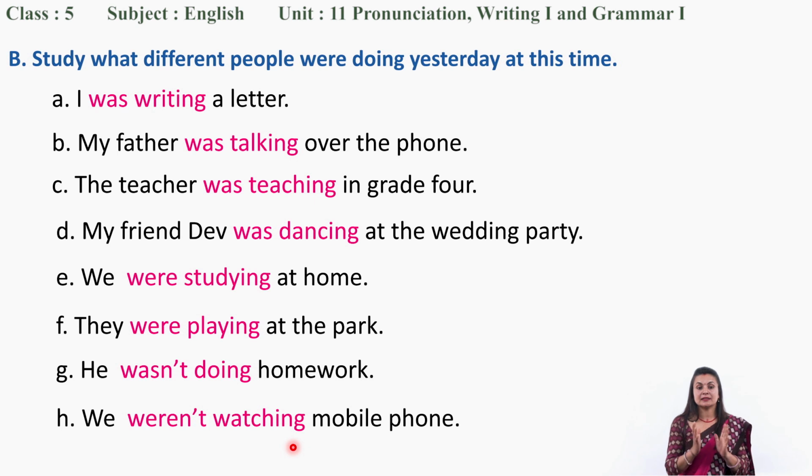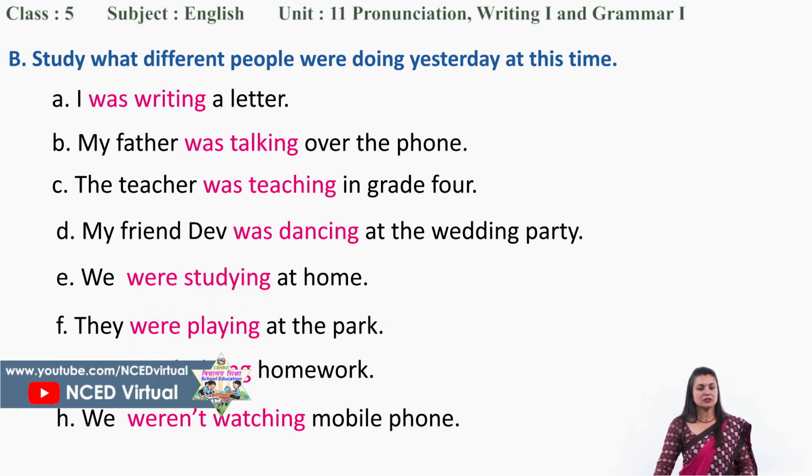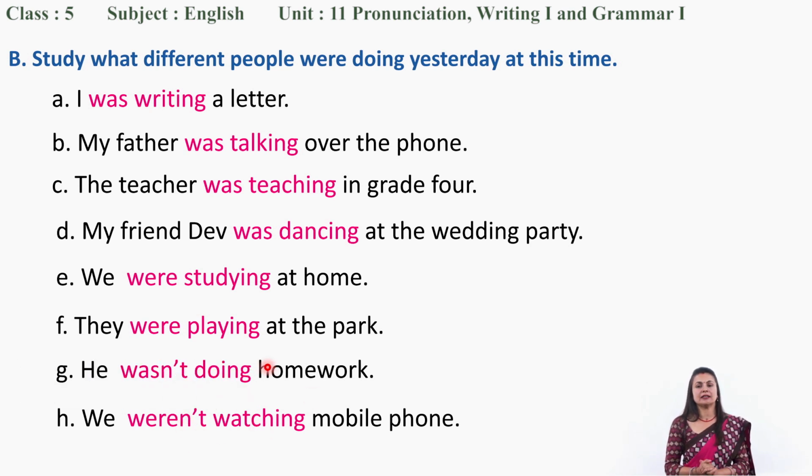Okay, so these are some sentences here. And you can see some of the verbs are written in different color. What are the verbs here? Yes, was writing, was talking, was teaching, was dancing, were studying, were playing, wasn't doing, weren't watching. Some of these verbs are in negative sense also. Yes, wasn't doing, weren't watching.